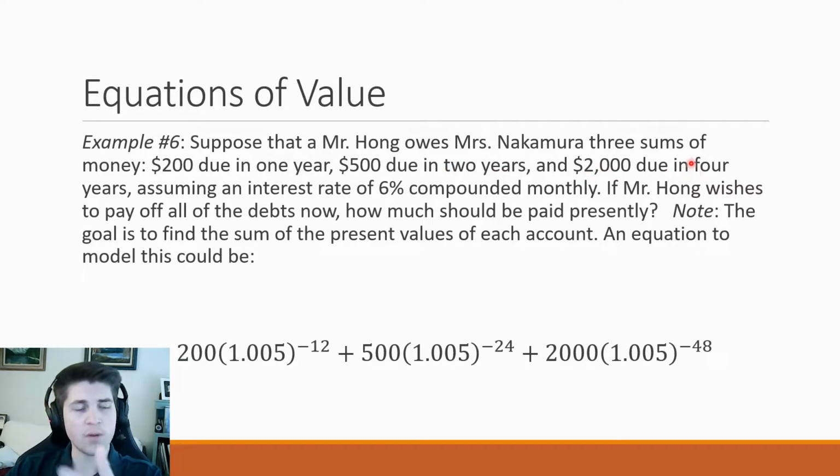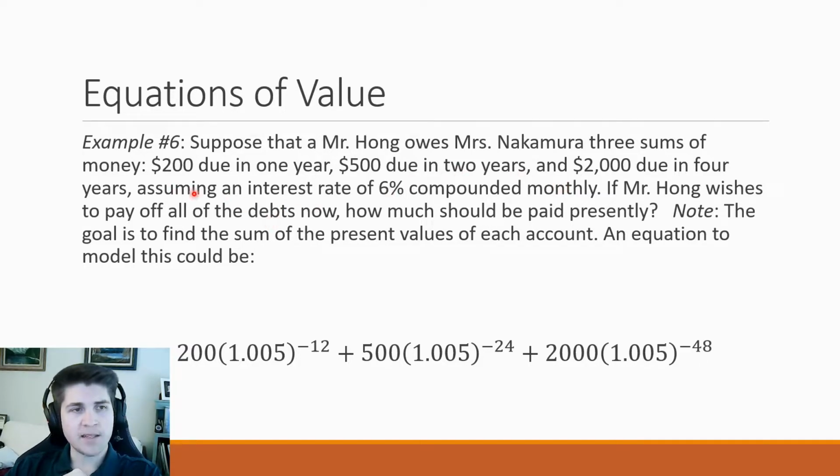But Mr. Hong wanted to know how much he needs presently, right now, in order to pay that off. And again, the answer is not just a sum of the three because we're going to assume that the amount that he has right now will grow based on interest. So if properly invested, our assumption is that it's growing. His money is growing at 6% compounded monthly, which means that we don't actually need to have as much presently to pay off all those debts, given that our money should be growing.